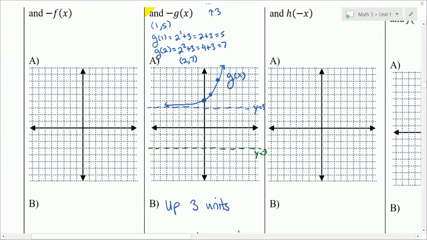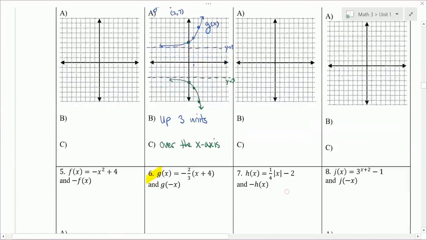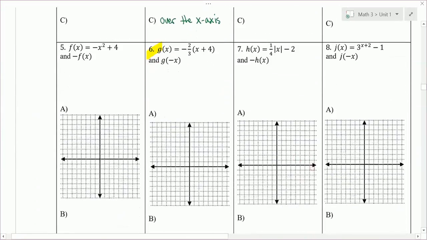And then just pick a point. So there's one point that's 4 above the x-axis, so I'm going to go 4 below the x-axis, right below it. There's another one 5 above at 1, so I'm going to go 5 below at 1. And then at 2 we're 7 above, so I'm going to go 7 below. And that is your reflection across the x-axis. Let's go take a look at number 6 now.